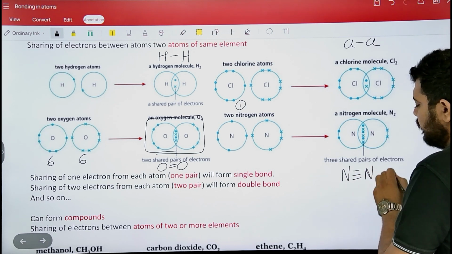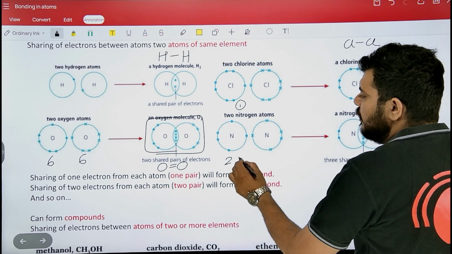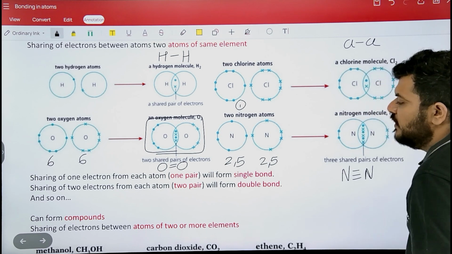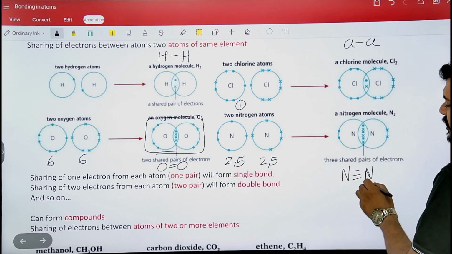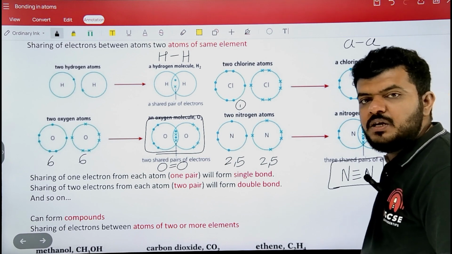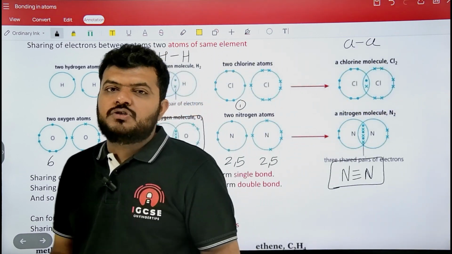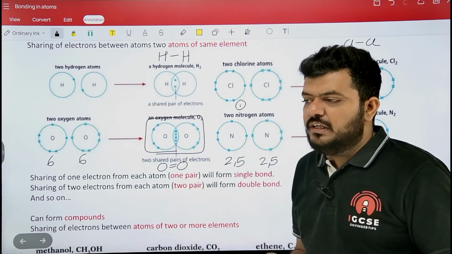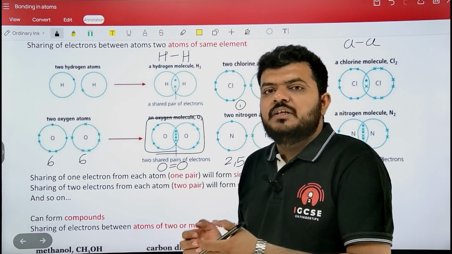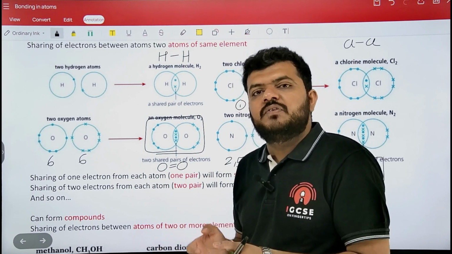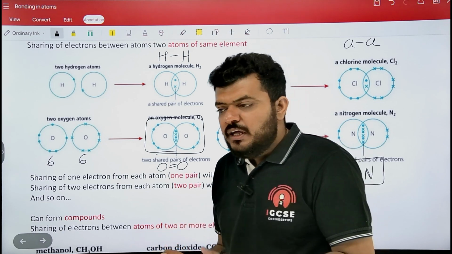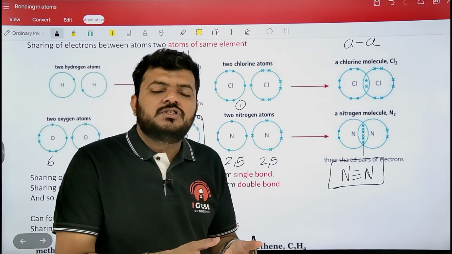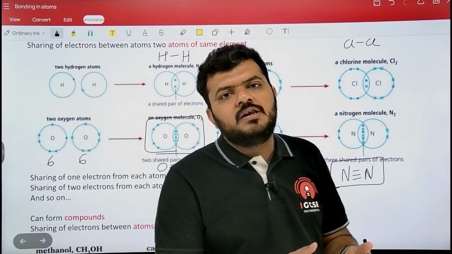What is the configuration of nitrogen? It has 2, 5 electrons. So both of them require 3 electrons. Now if they require 3 electrons, they must share 3 each, which means that is a triple bond. If they share 1 electron each, it becomes 1 pair of electrons, which is a single bond. If they share 2 electrons each, it becomes 2 pairs of electrons, which is a double bond. If they share 3 electrons each, it becomes 3 pairs, and then a triple bond, right?